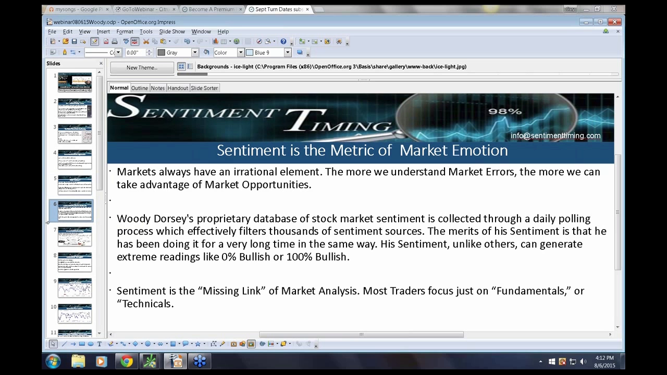So again, markets always have this irrational element, and we need to understand that. And we'll look at errors. Now this stock market sentiment that I've been collecting for over 30 years, it's a daily process of people.